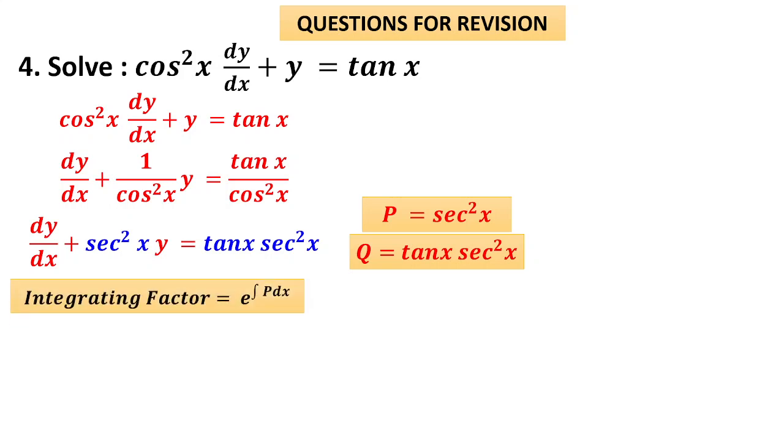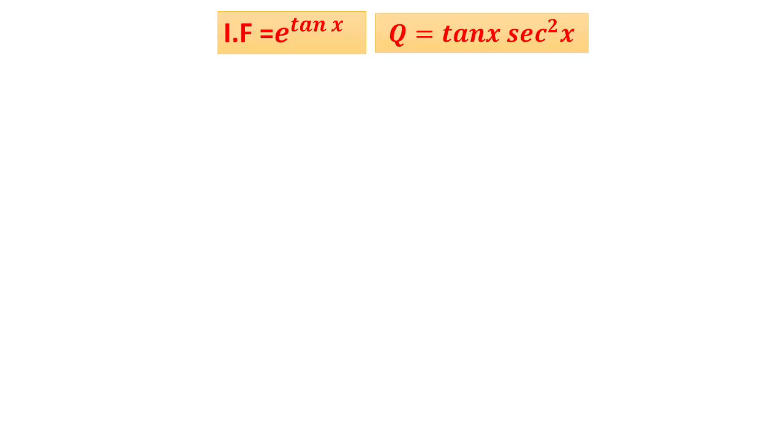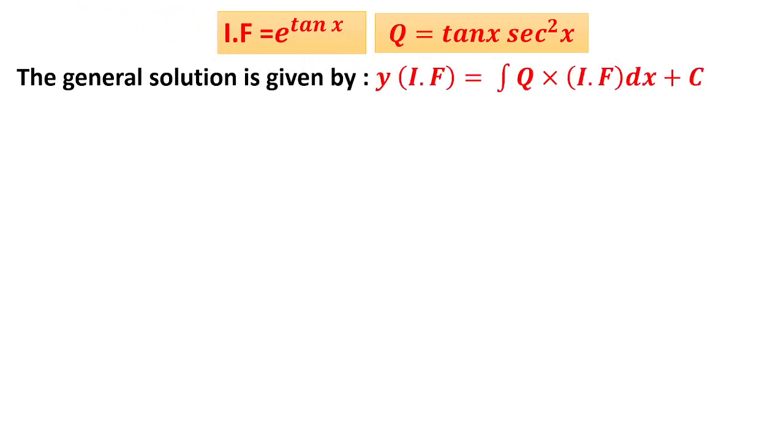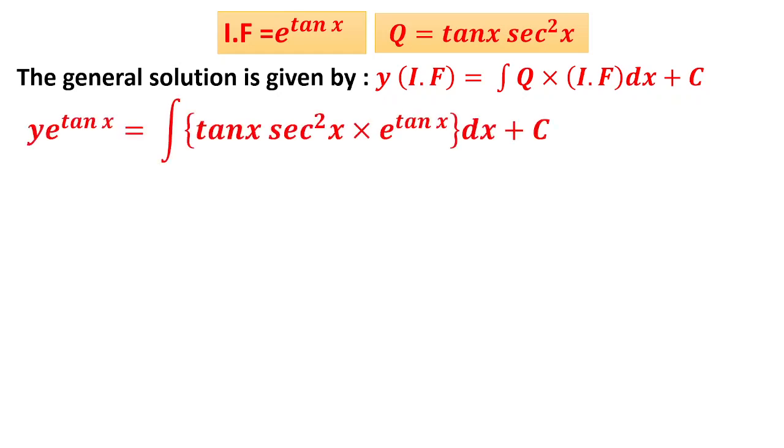Put it in the integrating factor: e power integral P dx, which is e power integral secant square x dx, that is e power tan x. Here there is no log, therefore we have to keep it as e power tan x only. Now that we have obtained the integrating factor and Q, put it in the general solution format: y into integrating factor is integral Q into integrating factor dx plus c. Therefore, y into e power tan x is equal to integral tan x into secant square x, that is Q, into e power tan x dx.